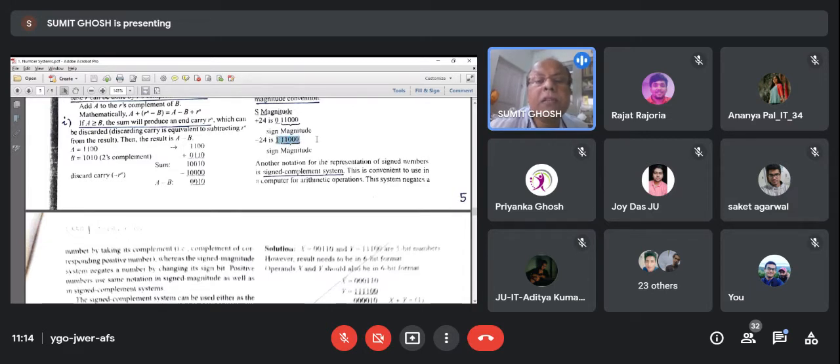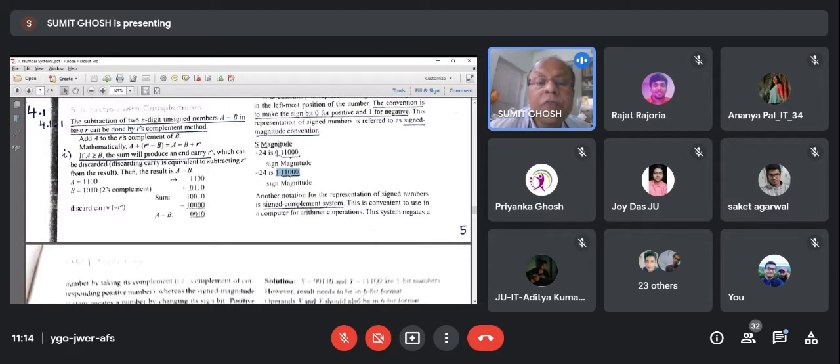Is it clear? This is called the sign magnitude. So whether the leftmost binary bit is 0 means positive, 1 means negative. This is a sign bit. The computer understands that 24 can be represented as 11000. So when it finds an additional bit, it will understand that it is a sign bit. If the number is starting with 0, it means a positive number. If the number is starting with 1, it means a negative number. Clear? Yes, sir. So this is called the sign magnitude.